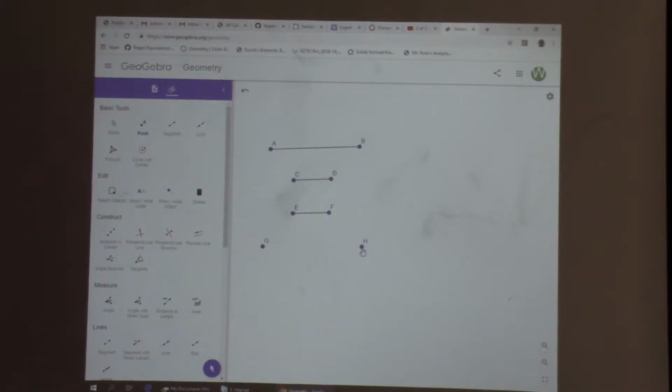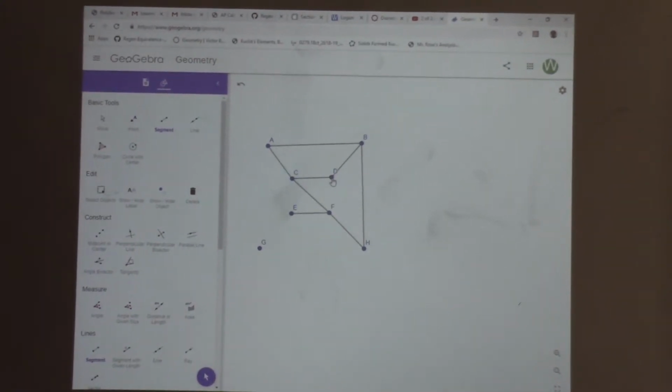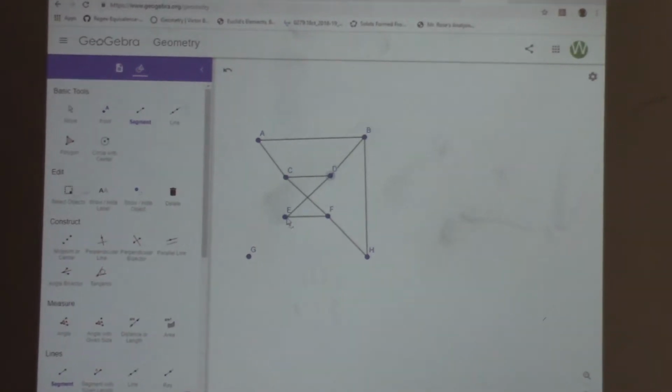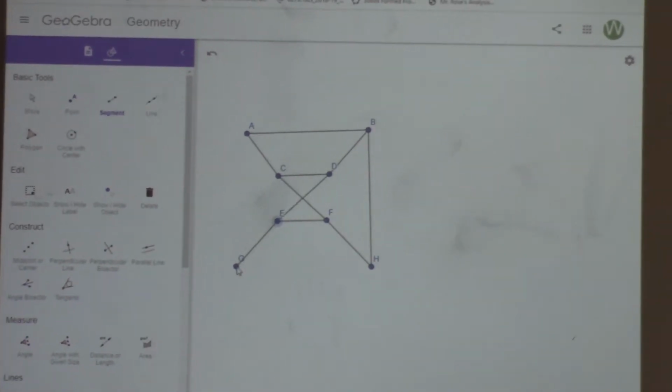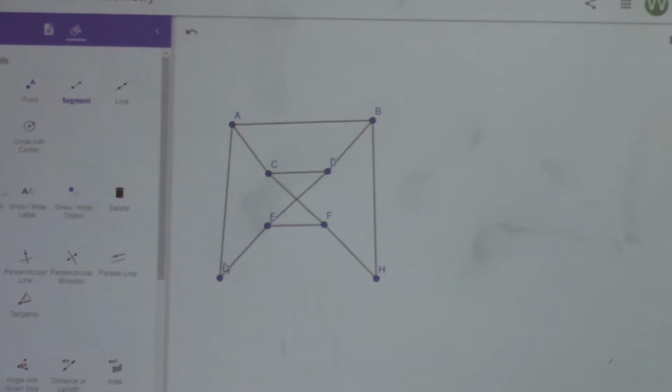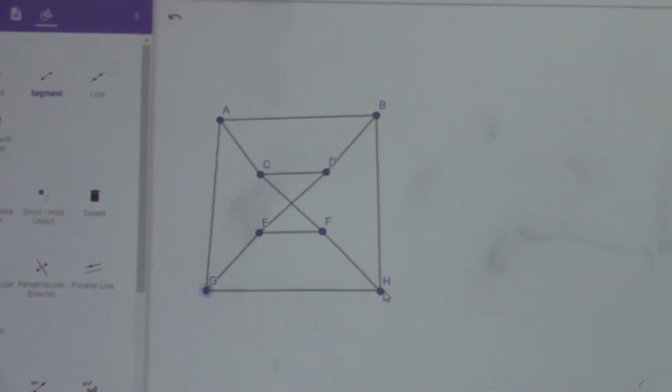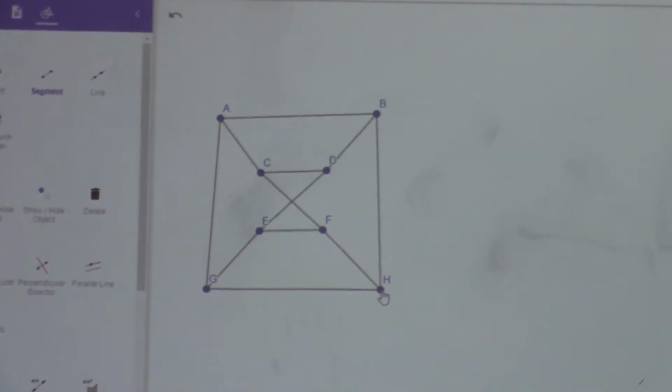G, H. I've got one graph, which looks like this. D goes to E, E goes to G, G goes to A, and G goes to H. Someone confirm that I've correctly done this.